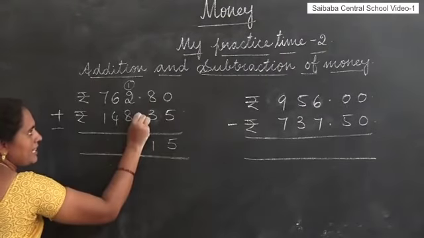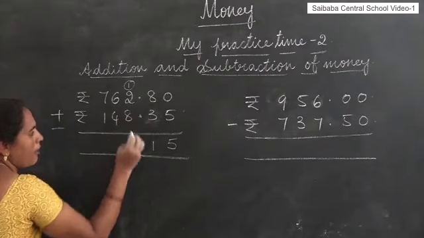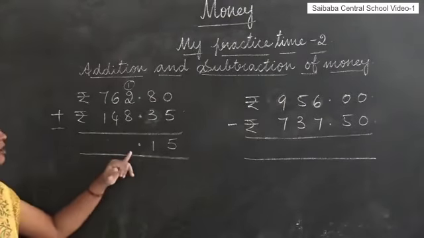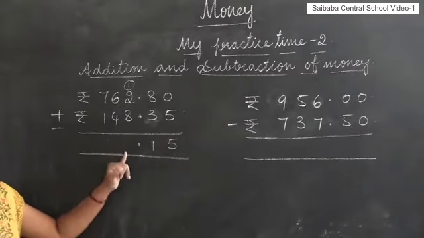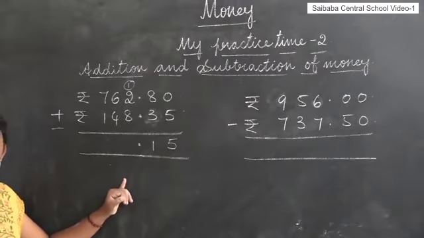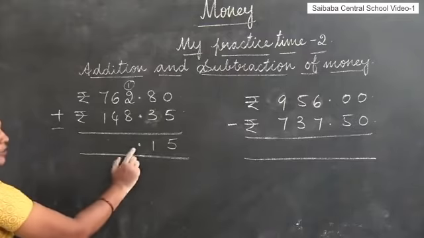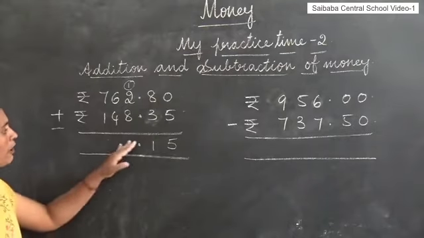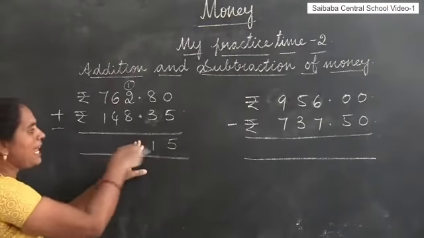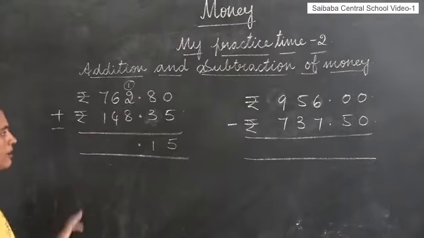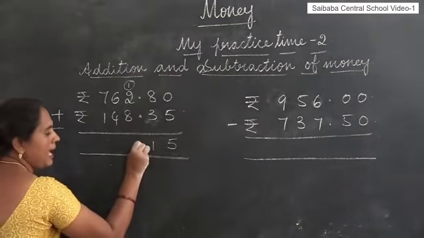Now here we are seeing a point, right? So you also keep the point. This is very, very important. You should not leave this point. You have to keep the point. This is the difference between normal additions and money additions. Don't forget to keep a point. Compulsory, you have to keep a point. This point separates the rupees and paise. If you do not keep this point, the total amount becomes only rupees. Because of that, compulsory you have to keep a point.